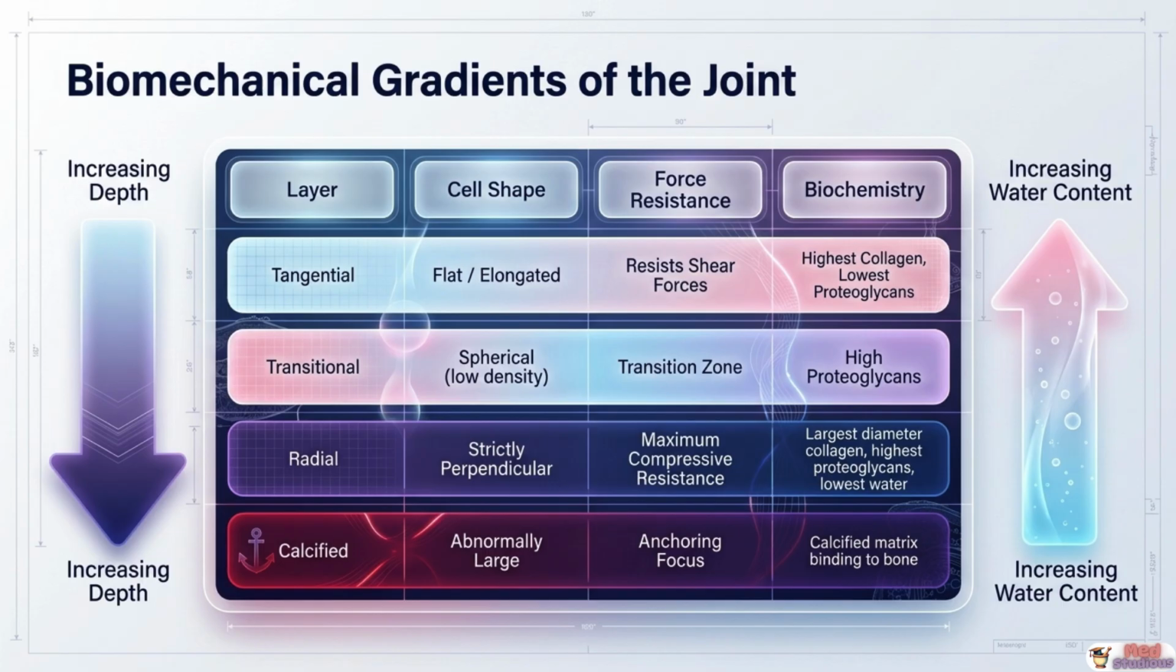In the calcified zone, chondrocytes are abnormally large and primarily focused on anchoring. The matrix composition shifts to calcified hydroxyapatite-bound material, binding directly to subchondral bone. Two critical gradient relationships run across the entire depth of the tissue. As depth increases, water content decreases, and as depth increases, the primary mechanical resistance shifts from shear to compression.